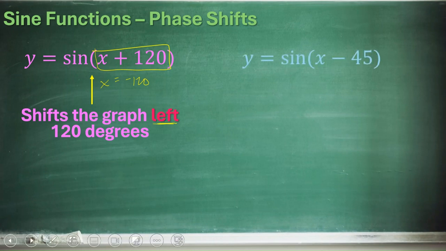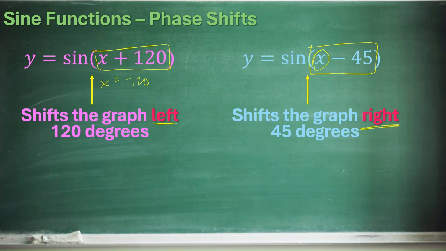In this case, we have y equals sine of the quantity x minus 45 degrees. What does x have to be to make this entire chunk of our equation 0? If you said positive 45 degrees, you are right. Positive numbers move our graphs right. So our sine wave has been shifted to the right 45 degrees.